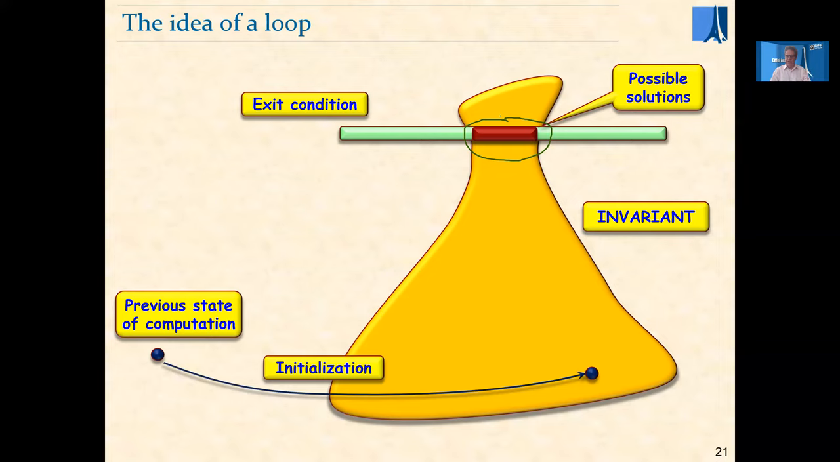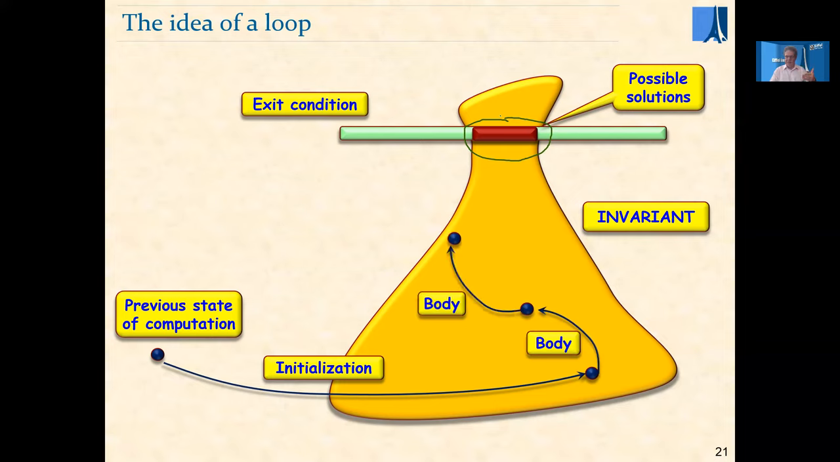So we start from the previous state of the computation, and we must make sure that the initialization, the first operation of the loop before the actual looping occurs, lands us into the invariant area, which is usually not too hard because the invariant is much more general, much easier to satisfy than the final condition that we're trying to reach. And then the loop proper, the iteration, is going to be executing a body.